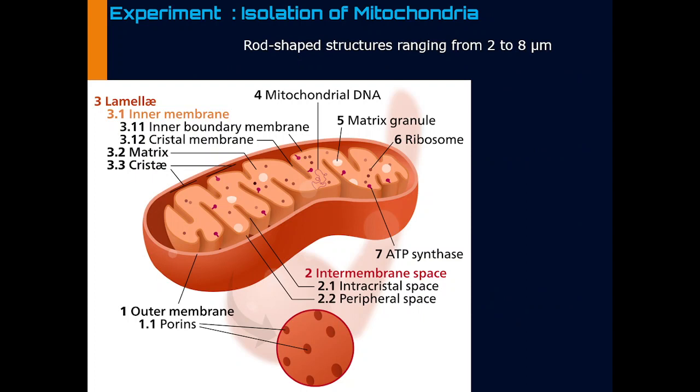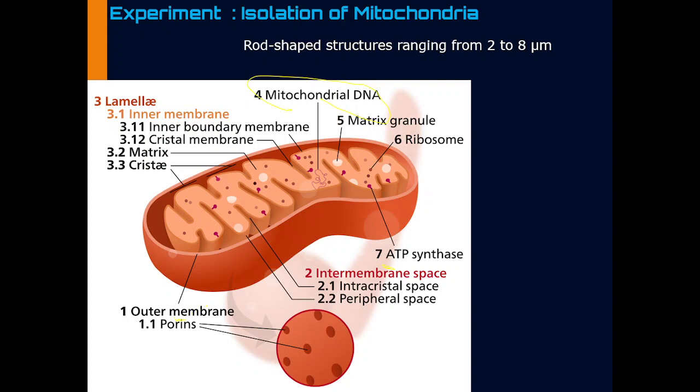Now this is a picture, as you can see here. This is a mitochondrial DNA. There is a double membrane, an outer membrane and an inner membrane. There are ribosomes present over there, and this is the ATP synthesis. There are several porins present in the mitochondria.